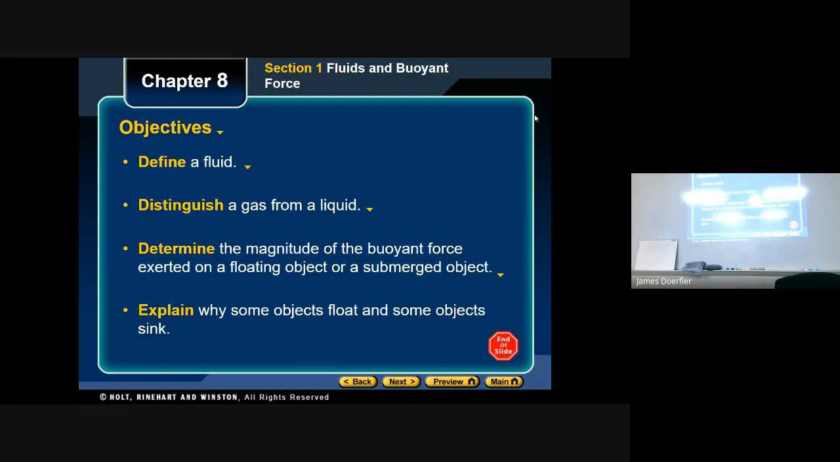We're going to start off by defining what a fluid is and looking at what makes a gas and a liquid different, which we should already know. But we also are going to show how they are similar and how we can utilize the similar properties for our benefit.